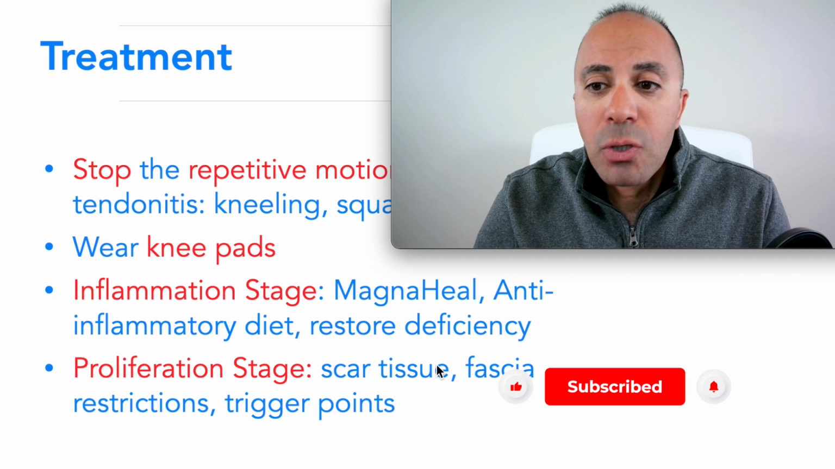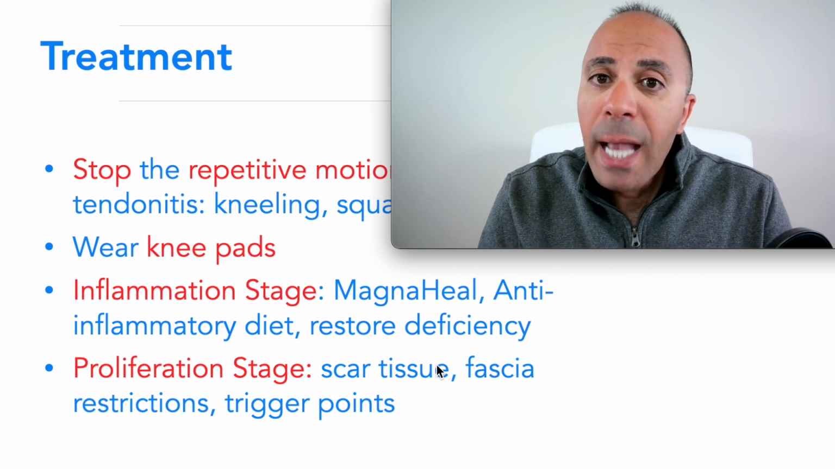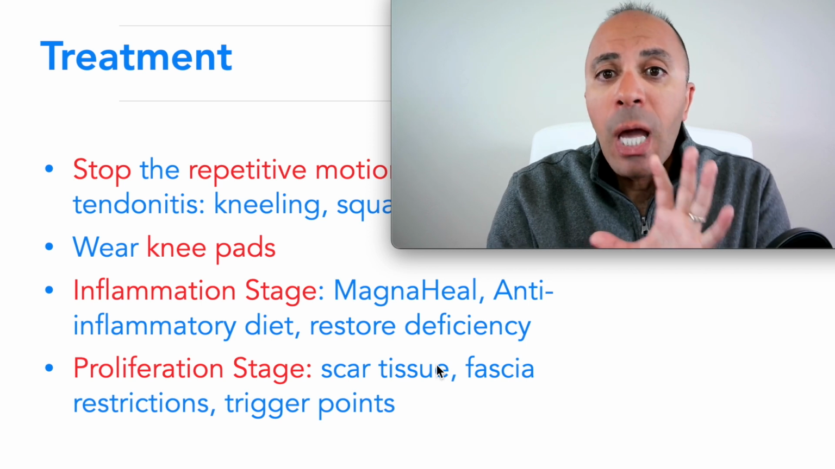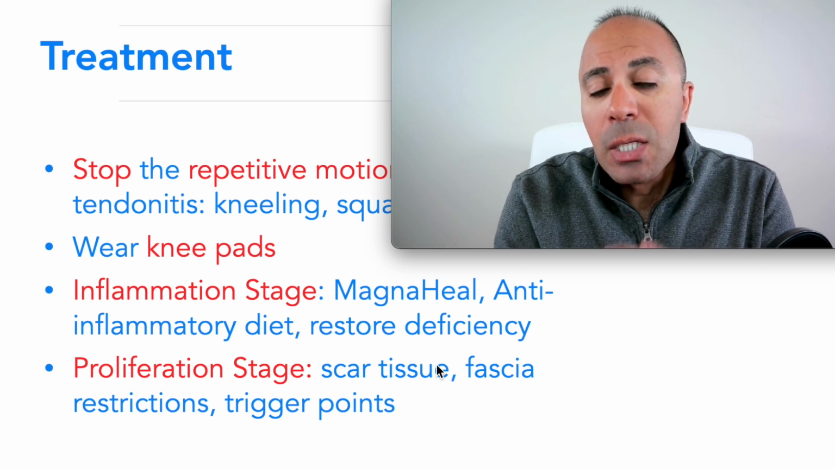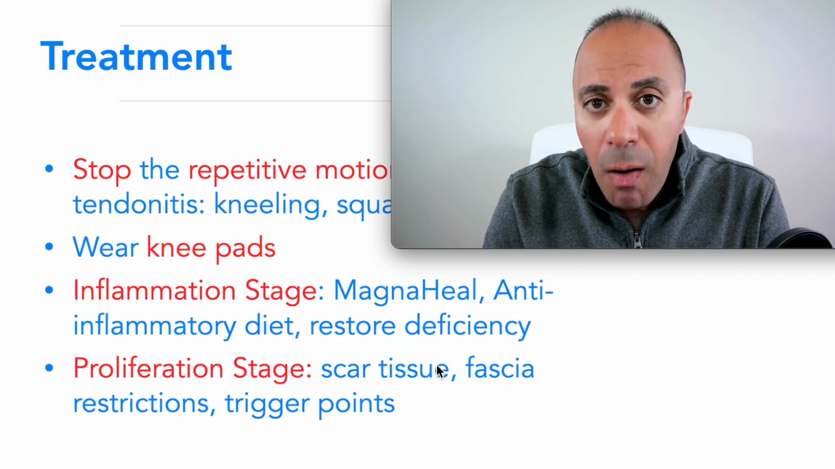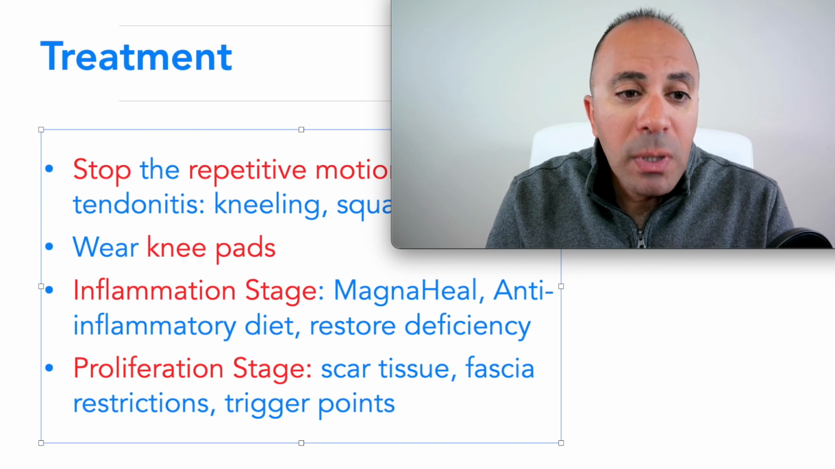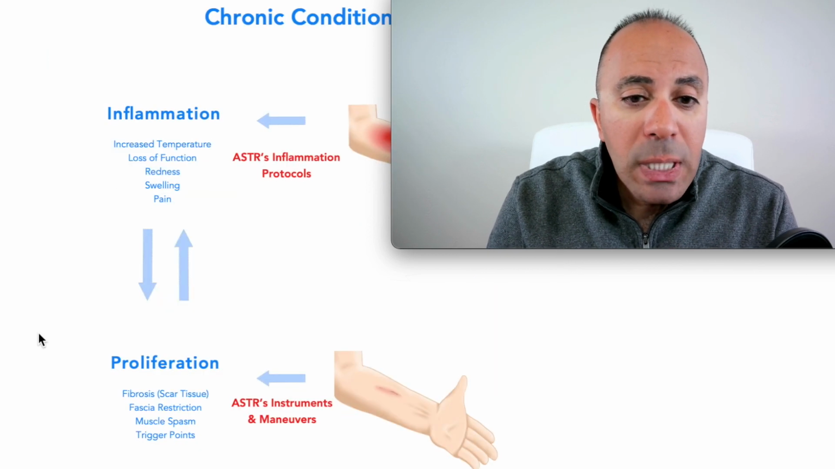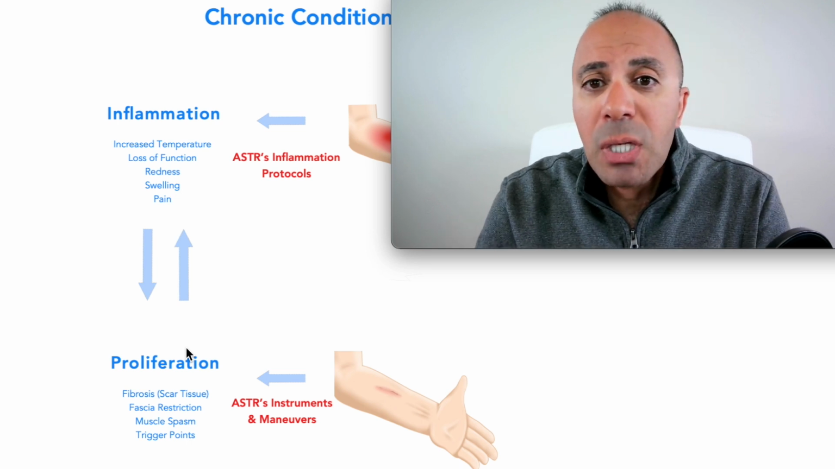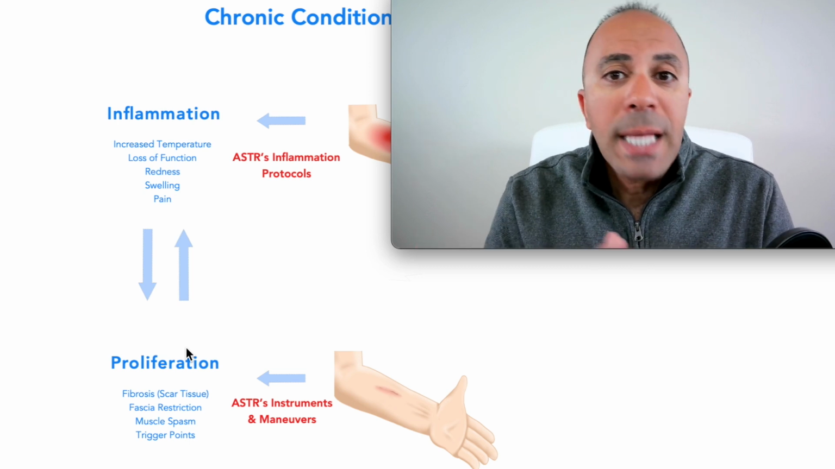So to sum it up, what should we do at home? Well, first you need to stop the repetitive motion that aggravates your symptoms, like squatting, jumping, and sport activity. We need to decrease the stress on those ligaments that are inflamed and scarred. The second thing, we need to work on the inflammation and proliferation simultaneously. You cannot pick and choose. If I use only the MagnaHeal to decrease the inflammation, but I'm not going to release the scarring or the fascia restrictions, that's not going to work.